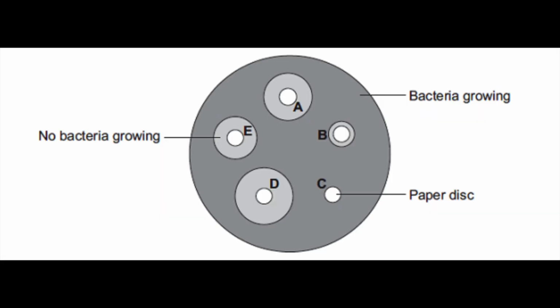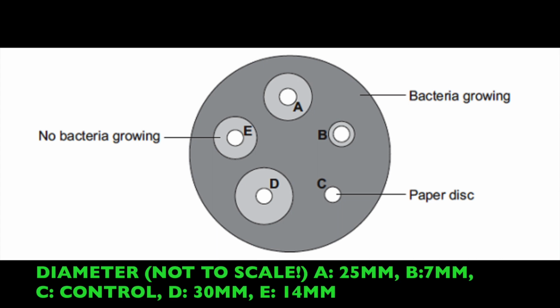Here we have 5 different antibiotics soaked by a paper disc used in the lab to investigate the effect of bacterial growth. Here are their respective diameters. Now, from these results, which antibiotic is the most effective? Show your working and explain your answer. Pause the video and have a go now.